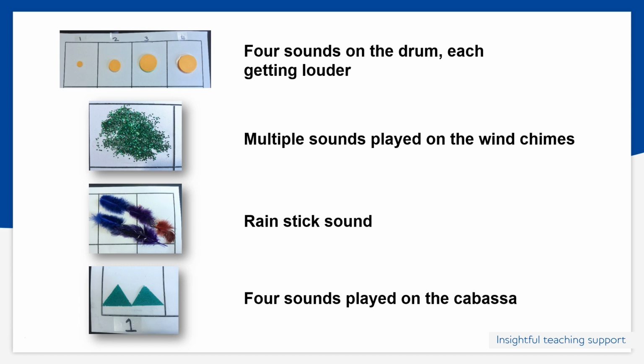For the next line, we have the wind chimes. For the third line, we have the rain stick playing across 2 boxes. And for the fourth line, each of the sandpaper triangles represents 2 sounds played on the cabasa. You'll be able to hear this played on the next slide.